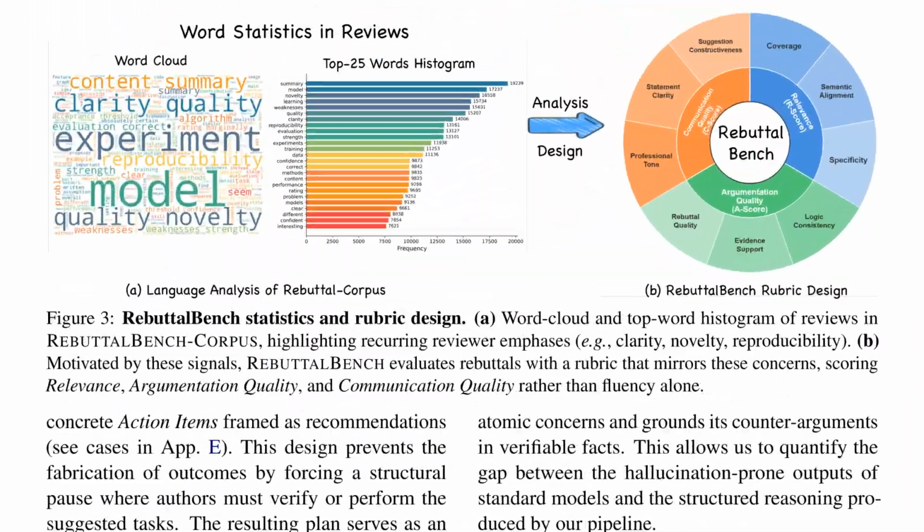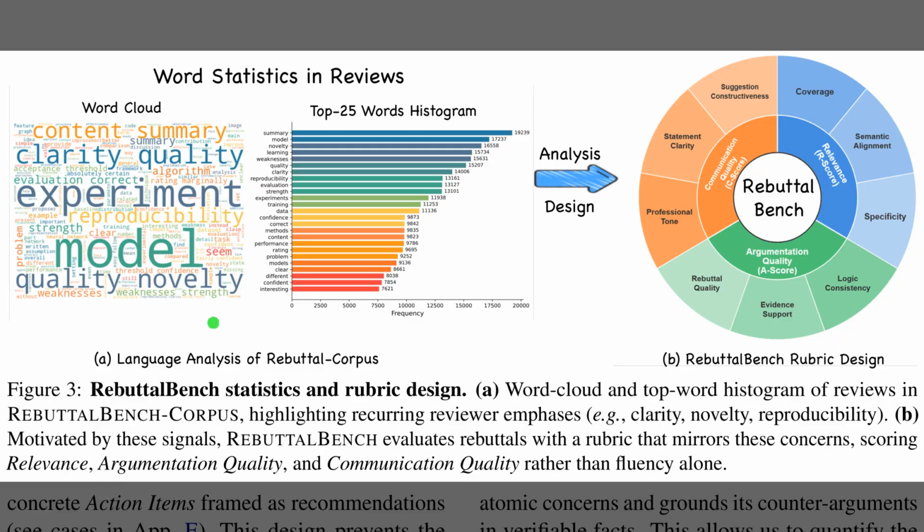Alright. Having established the pipeline, Figure 3 introduces the evaluation framework, Rebuttal Bench. On the left, Panel A analyzes the language from thousands of reviews in the corpus. The word cloud and histogram reveal that reviewers consistently prioritize concepts like novelty, clarity, and reproducibility. This insight informs the rubric design shown on the right in Panel B. Here, the benchmark evaluates rebuttals on 3 dimensions: relevance in blue, argumentation quality in green, and communication quality in orange.